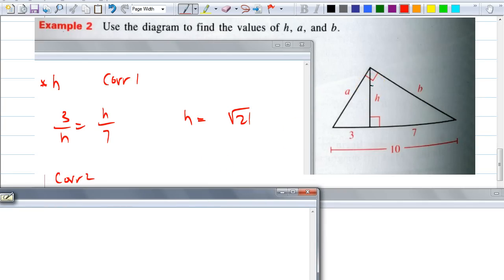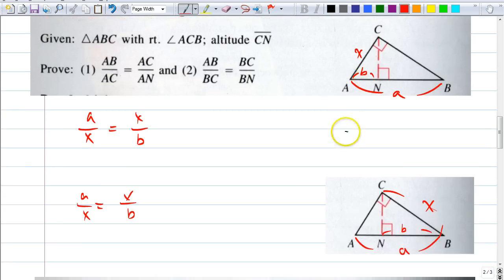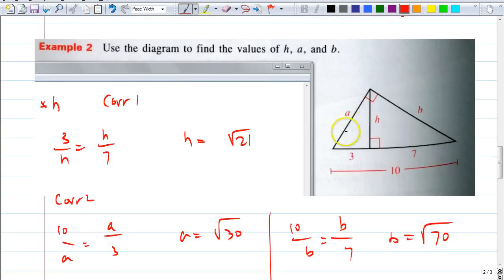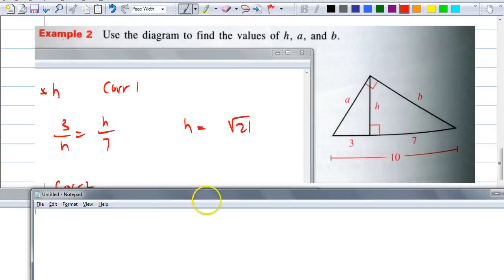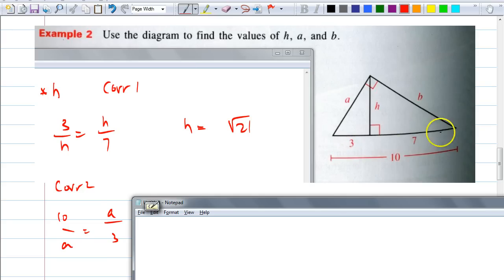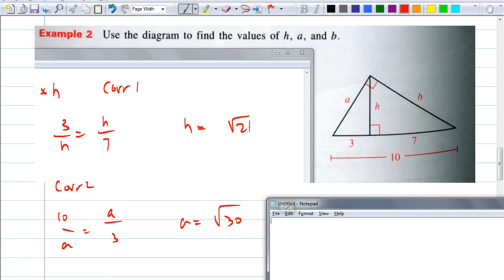To get A, first of all, look at the corollary. What does it say? Let's go back up. You see that AC is the geometric mean between the hypotenuse and the segment next to that leg, so we do the same thing. A is going to be the geometric mean of what? What is your hypotenuse? Isn't it 10 over A is equal to A over 3? Now you find A. When you find A, don't you get square root of 30?